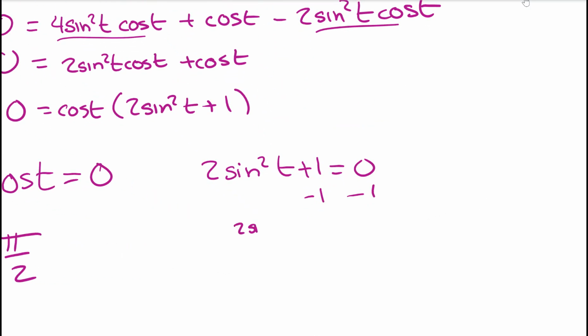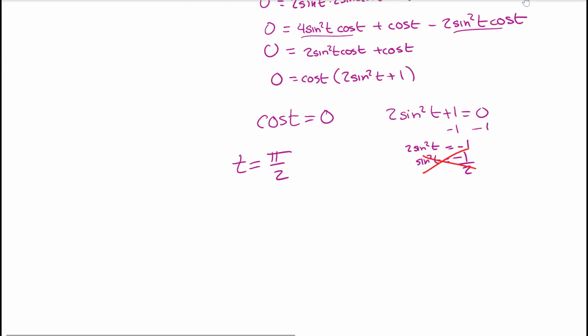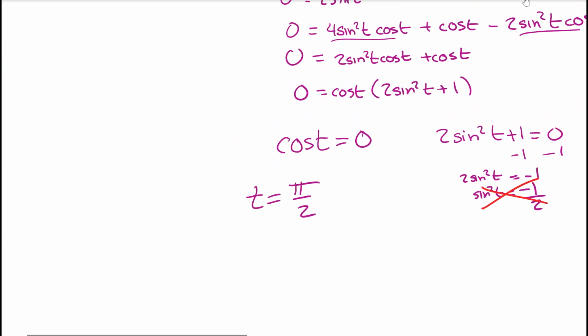We subtract it over. We get 2 sine squared of t is equal to negative 1. We divide that, and we go up. Oh. Did we just say a positive number is equal to a negative number? Well, that's nonsense, so we're just going to cross that out right there and stop looking at it because we're not going to want to force anything.